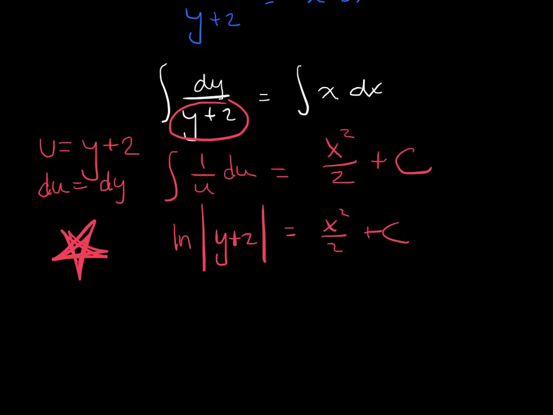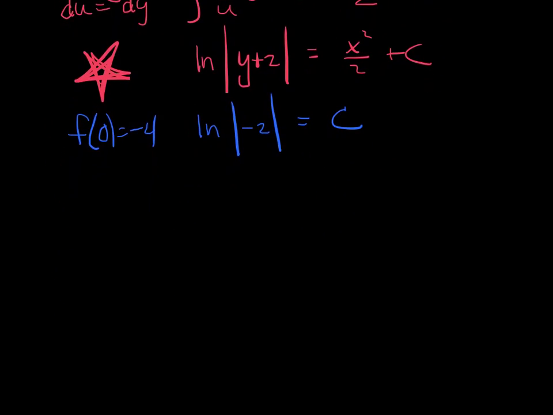So again, I just want to stress that we have that absolute value there. Now, our initial condition was f of 0 equals negative 4. So I'm going to quickly substitute those in. So I get the ln of the absolute value of negative 2 equals c. All right, now this is a big deal, and this is the one thing a lot of us keep missing, or that's frustrating us. So let's pay special attention here.